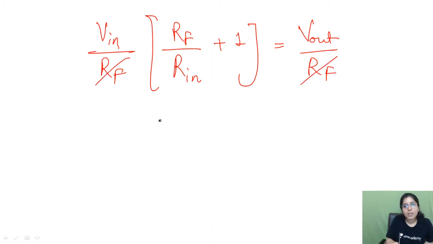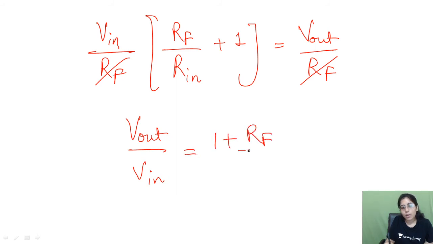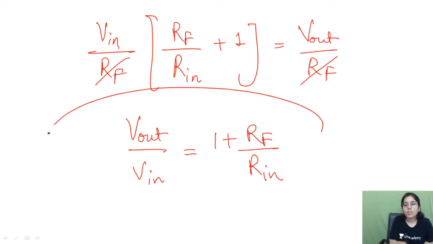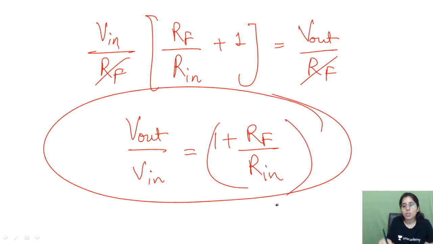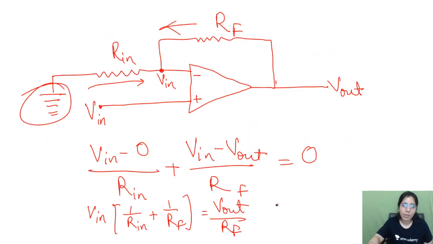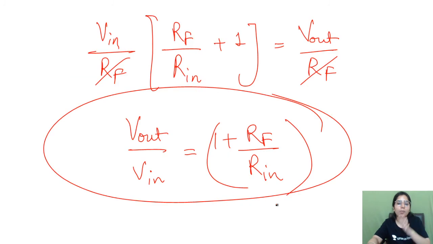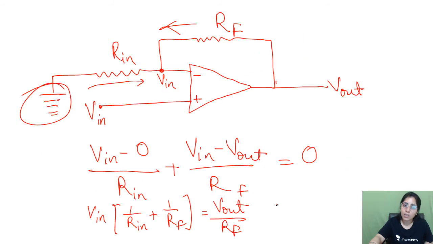RF will get cancelled out. The V output upon V input expression will be just equal to what? 1 plus RF upon R input. That's it. Again, you got the standard gain expression for the non-inverting amplifier. So you have to focus on the circuit. You have to see, okay, the final expression or the gain expression is exactly same as it is for the standard circuit, and that's good. Okay, now you know it.